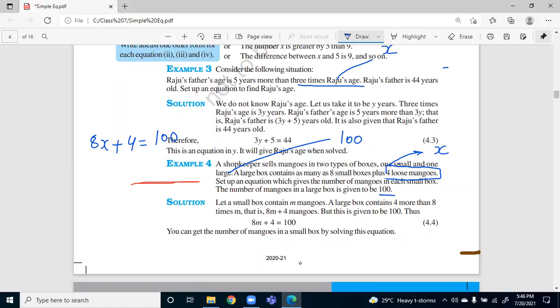Yeah, so if we take X mangoes are there in a small box, so in 8 small box, there should be 8X mangoes, plus, it is written plus 4 loose mangoes. So I am adding 4 to it to make the number of mangoes in large box that is given to be 100. Okay, ma'am.